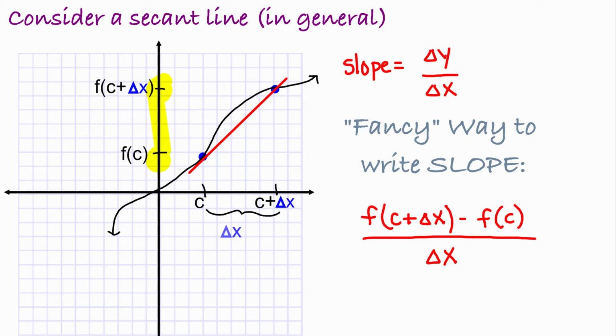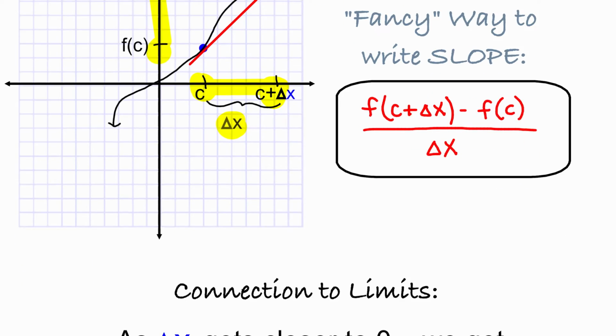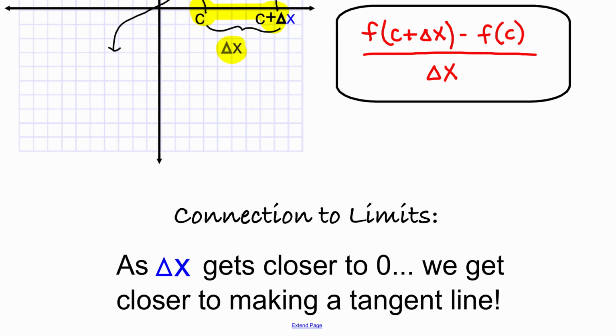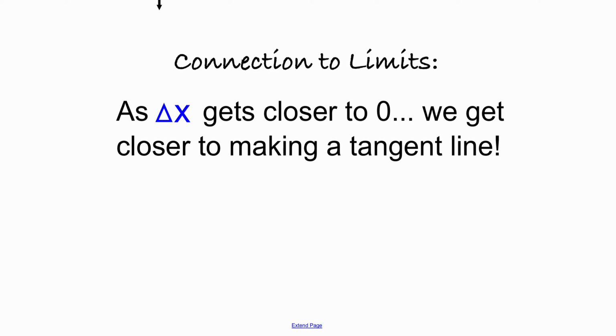This is where we get to see a connection to what you've been learning about, limits. As delta x gets closer to 0, we get closer to making a tangent line. In other words, as the distance between point D and any other point on this curve gets smaller, we keep sketching those secant lines between those 2 points, and we're going to get closer and closer to making a tangent line at point D. Here's a visual.